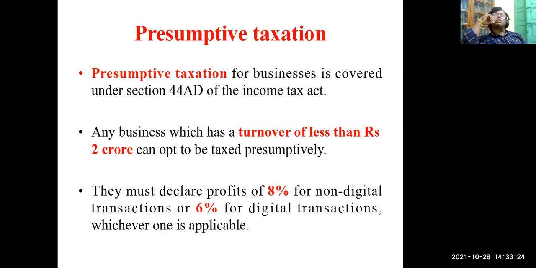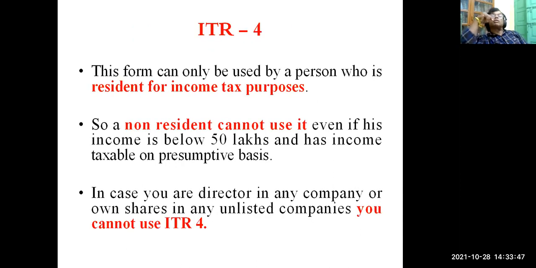And how it all works. What they have to do, they must declare profits of 8% for non-digital transactions, or 6% for digital transactions. Which one is applicable? If the transaction is non-digital, then they will declare profit 8%, and when it's digital, they will declare profit 6%. And then it is about presumptive basis of taxation. This form can be used by a person who is resident for income tax purposes. That is also a point to be noted.